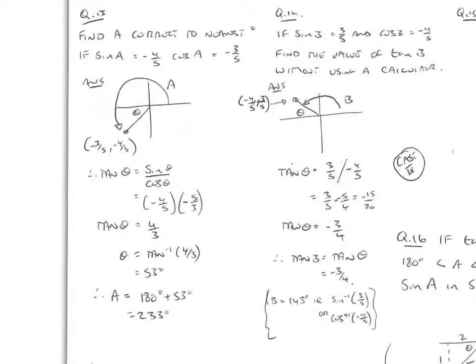Okay, 13. Find correct to the nearest degree if sine A is minus 4 over 5 and cos A is minus 3 over 5. So we're looking to find this main angle A. Okay, and here's our reference angle that's generated. And these are the coordinates of this point. Okay, so the tan of this reference angle is equal to the sine of the reference angle, which we have, which is here, divided by the cos of the reference angle. So the tan of this reference angle is 4 over 3. So this reference angle is 53 degrees. So A must be 180 plus 53 degrees, 233 degrees.